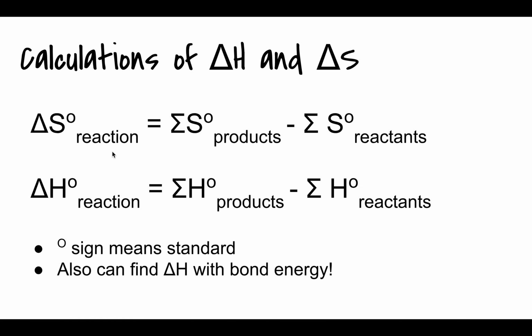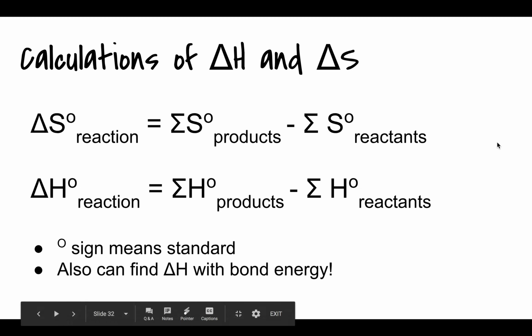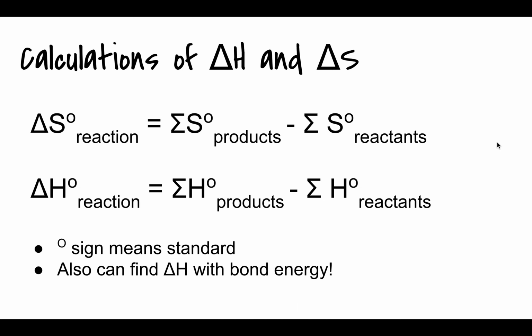We can do the same thing for delta S. So the change in entropy for the reaction is going to be equal to the sum of entropy for your products minus the sum of entropy for the reactants. When you're doing these, remember you do have to account for the number of products and reactants, so multiplying by coefficients. And then just so you're aware, we can also find delta H with bond energy calculations. So check out section 9.10 in your book to review that.